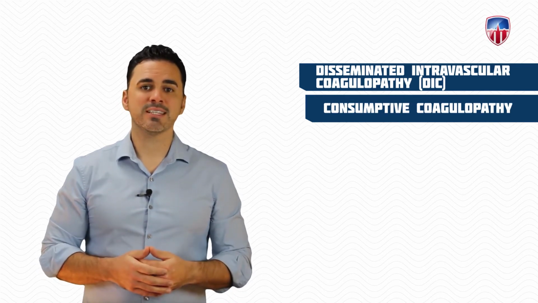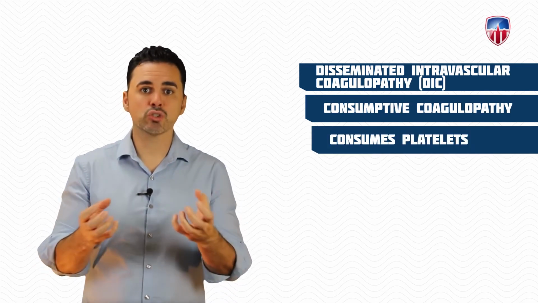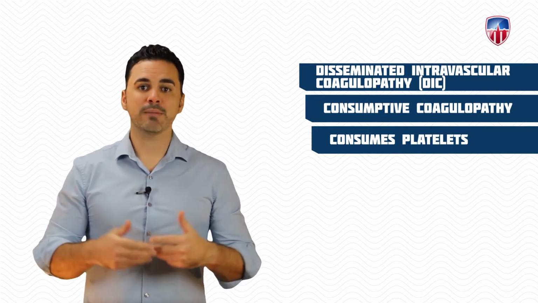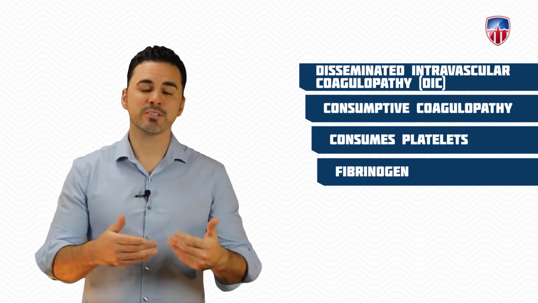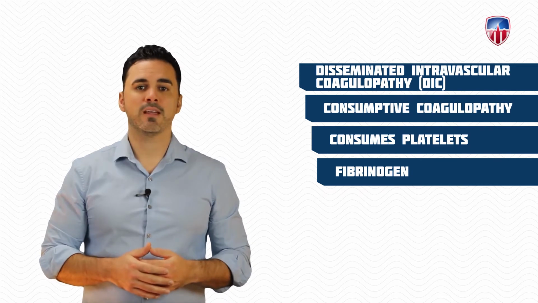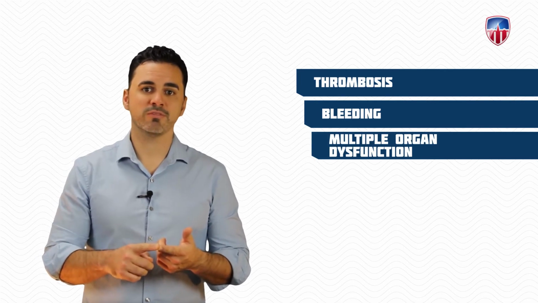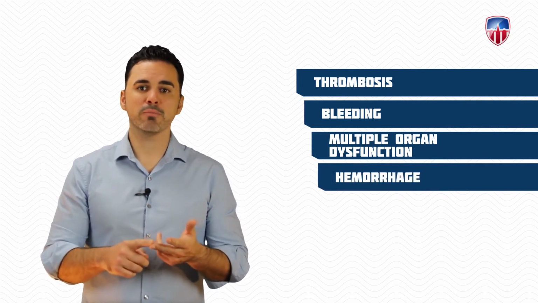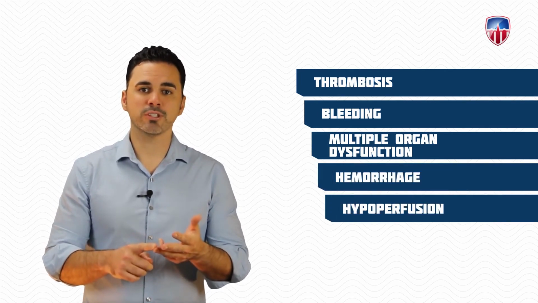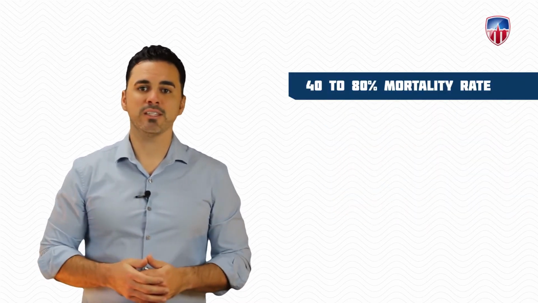This is because this systemic clotting is going to consume platelets and fibrinogen, and bleeding starts to occur in the absence of these clotting factors. So this paradox occurring between thrombosis and bleeding can lead to multi-organ dysfunction from vascular thrombosis, hemorrhage, and hypoperfusion. Now, DIC carries around a 40 to 80% mortality rate.